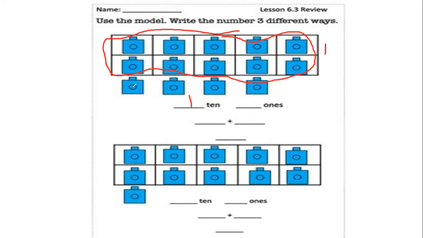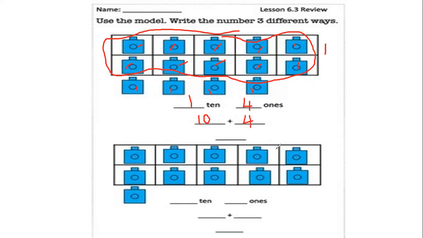And then how many ones? The remaining outside, you're going to count as ones. So let's count 1, 2, 3, 4. So I'm going to write here 4. So 1 ten and 4 ones. Now how many blocks do you have inside the 10 frame? 1, 2, 3, 4, 5, 6, 7, 8, 9, 10. Yes, excellent, Miral. So we have 10. So I'm going to write here 10 plus how many outside? 1, 2, 3, 4. So I have 4 outside.